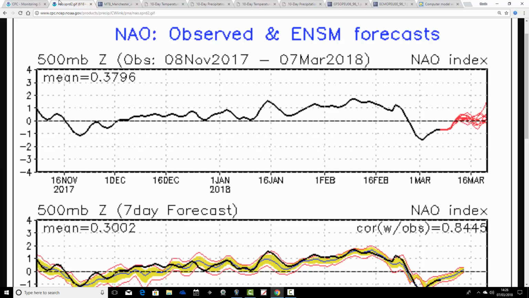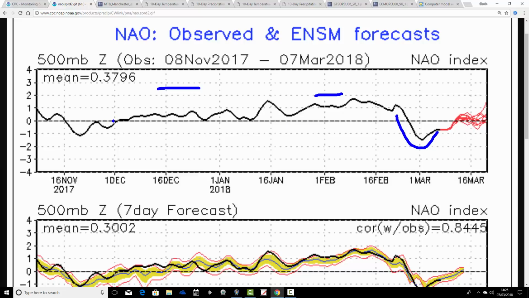North Atlantic oscillation observed in forecast charts is very similar. Again, the black line tells us where we've been with the NAO. The red lines at the end are where the GFS is forecasting the NAO to go. So just as we saw the AO collapsing after that sudden stratospheric warming and setting up the blocking, so we see the NAO not going into very negative territory, but certainly going negative.